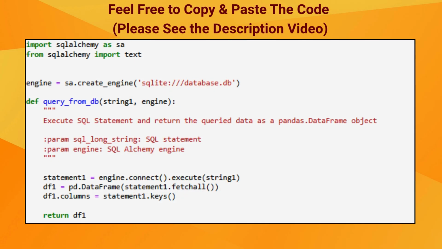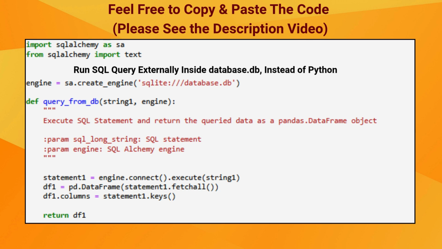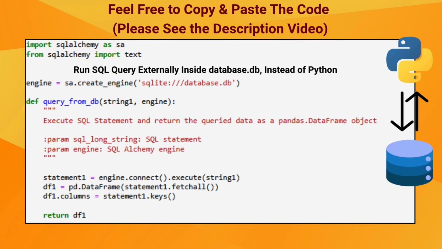Now, let's use a simple Python script to connect SQL to Python in Jupyter Notebook directly. Feel free to copy this script. I've also included it in the description box of this video. The following code is used to run SQL queries by connecting to an external database, called database.db, from SQLite. Basically, we let SQLite handle the data processing instead of Python. Python just sends the command and receives the results.